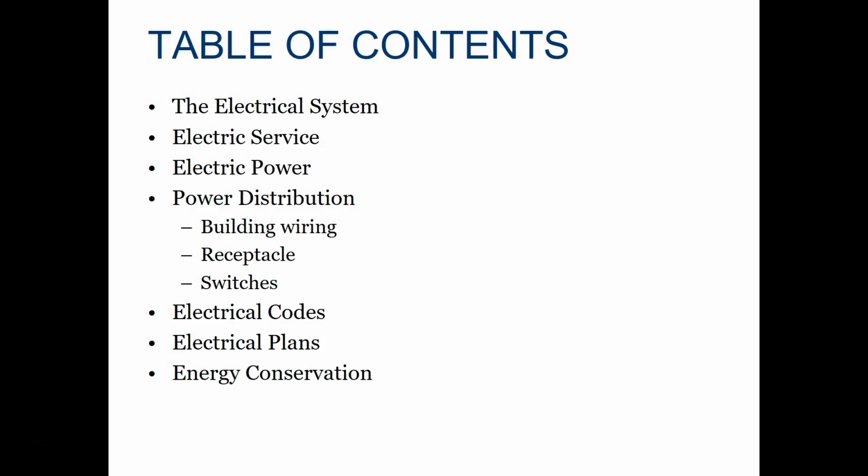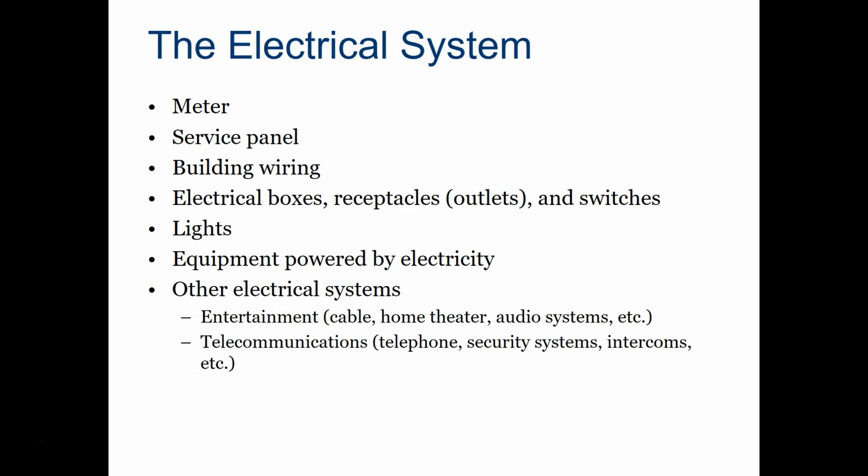We're going to talk about these different things in the table of contents here. We're going to talk about the general electric system, how electric service and power gets into your building, and then how the power distribution happens once it gets inside the building with the wiring, receptacles, switches. We're going to briefly touch on some electrical code and some electrical plans, and then we're going to talk in this PowerPoint a little bit about energy conservation, and then we're also going to talk more about that in the assignment later.